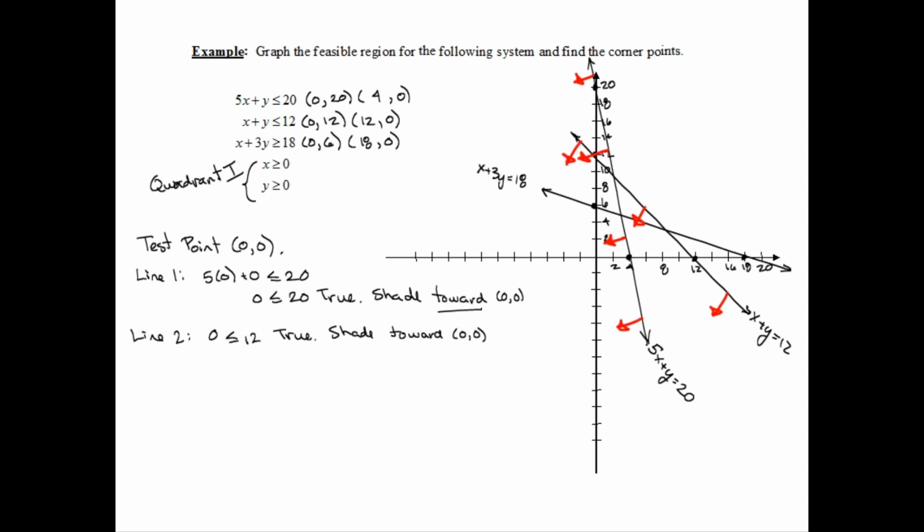And now let's move to our third line. This one gives me 0 greater than or equal to 18. That's a false statement. And so that tells me that I'm going to shade away from 0, 0.